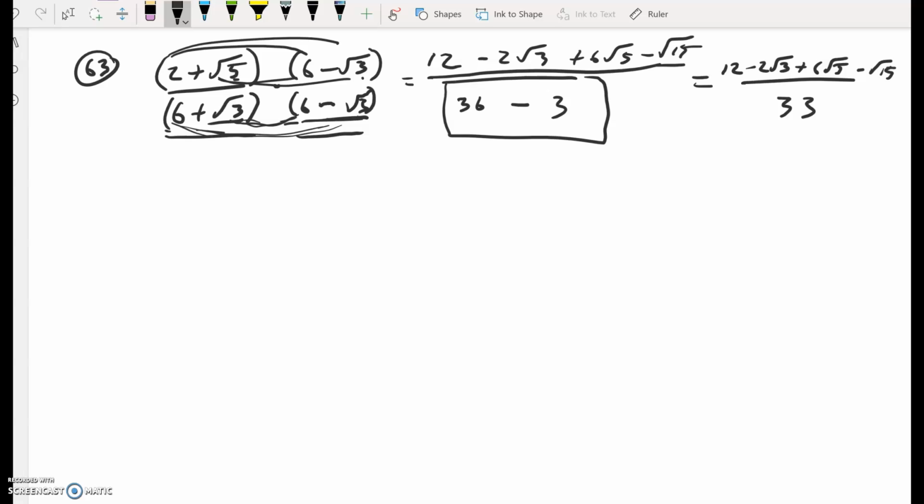So we have 12 minus 2 square root of 3 plus 6 times the square root of 5 minus the square root of 15, all over 33. And that's our final answer.